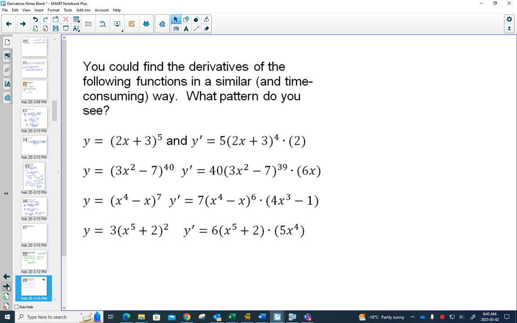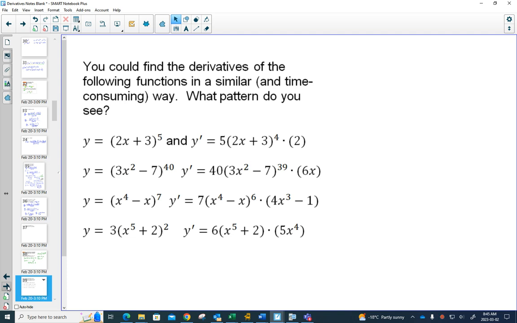When we have composition of functions, one function's inside of the other. The one that's inside, I call the inside function. Makes sense. But I call the other one the outside function. So in all of these, the outside function is the power, and what's inside the brackets is our inside function.